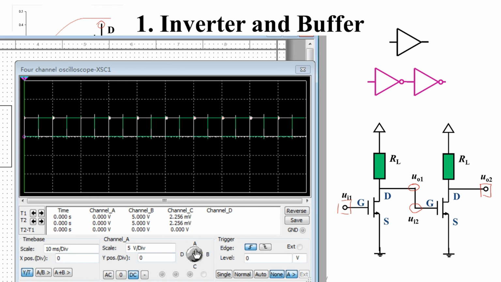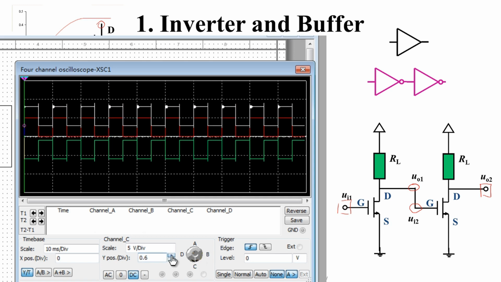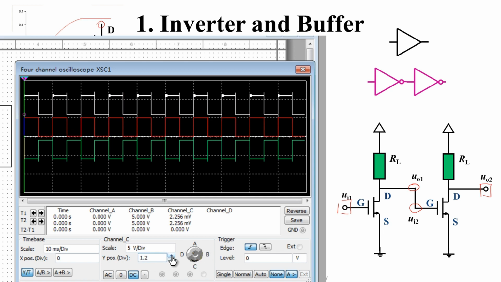In order to have a clear observation, we move down the position of channel B and move up the position of channel C. You can see that the red line represents the input, the green line represents the first output, and the white line represents the second output. That means the input and output signals have the same phase, which realizes the function of the buffer.